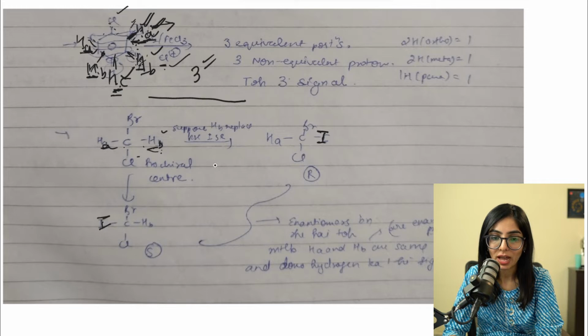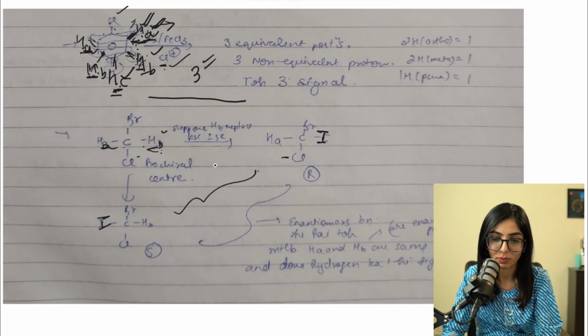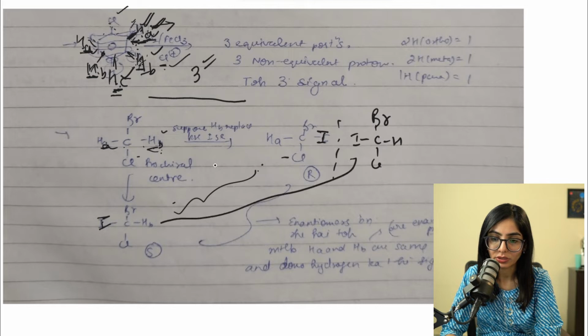fine. So what will happen? Now we'll talk about enantiotopic protons. You will see that they are becoming enantiomers, because they are mirror images. You can see, if I take the mirror image of this, it would be like this, right? And that's what this compound is. So they are enantiomers, and they are enantiomers.